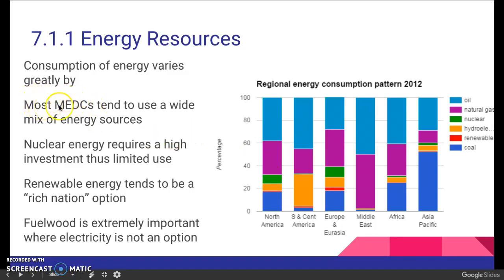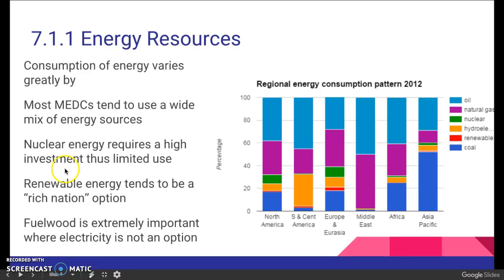So if we look, this is mostly MEDC, so that's more economically developed countries, or the developed countries, as we sometimes refer to them. These developed countries tend to use a greater mix of energy resources, which we see if we just glance at our graph. Europe and Eurasia and North America seem to have more of a balance, a greater mix of energy types that they depend on.